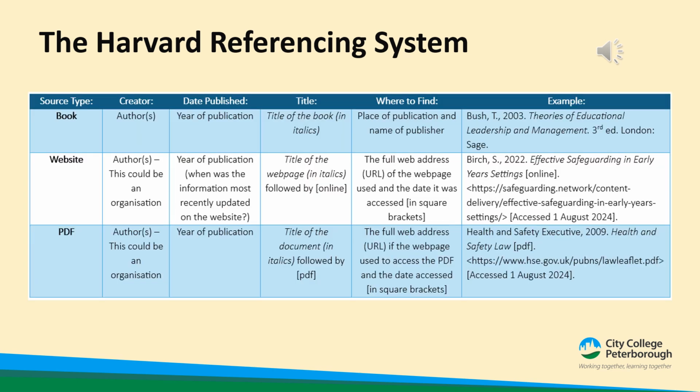This table shows you how to reference the 3 key source types that you're most likely to use. It will be useful for you to have a copy of this, as you will need to refer back to it when you first start referencing. You can screenshot this page of the presentation, or this document is available for you to access via the resources section on OneFile. On the following slides, we will go through how to reference each of these source types step by step.